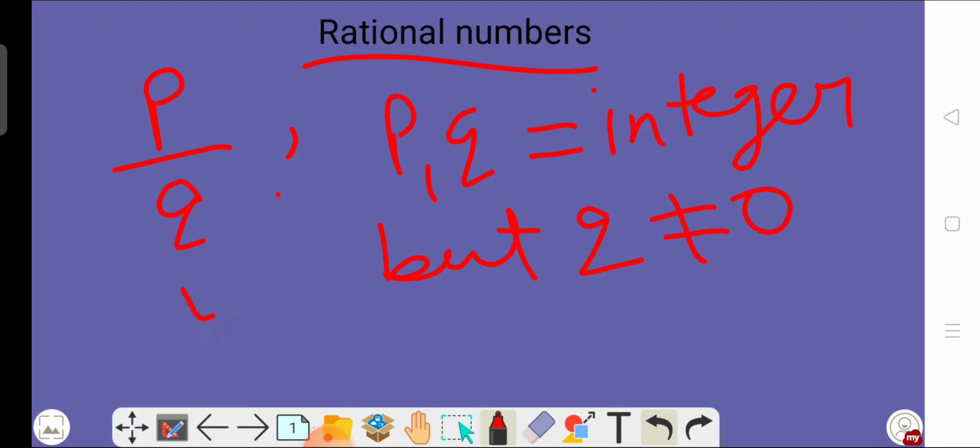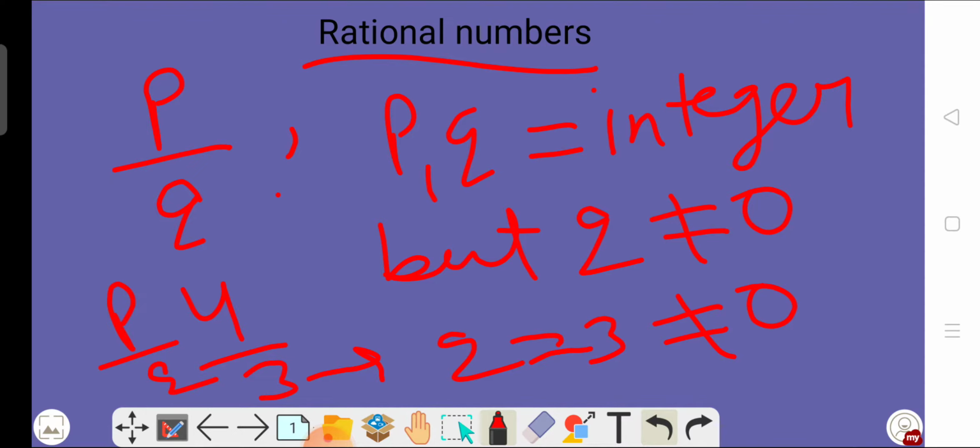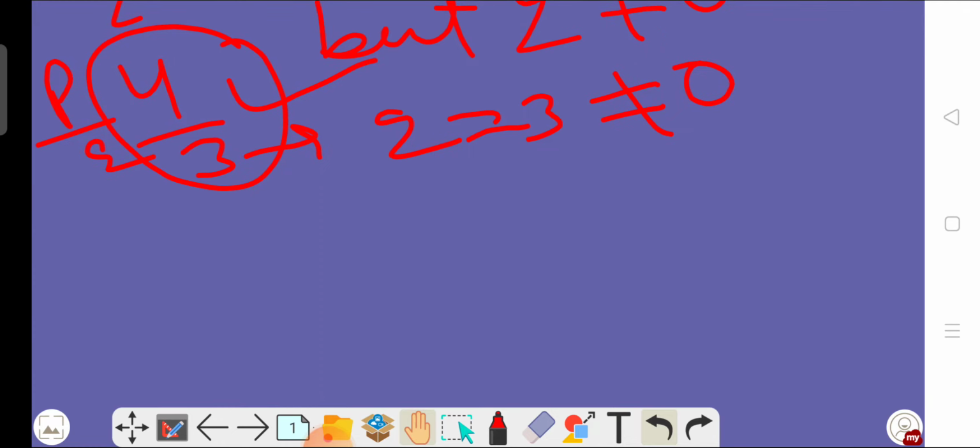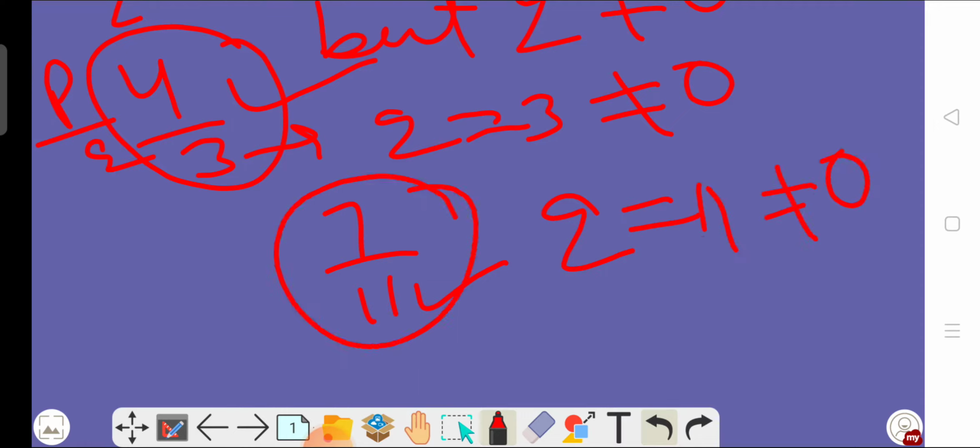For example, 4 by 3. Here what we have, q is equal to 3, not equal to 0, and this is the representation in p by q. So we can say that 4 by 3 is a rational number. Okay. And 7 by 11. In the same manner, here we have q is equal to 11 and this is not equal to 0. So 7 by 11 is again a rational number.